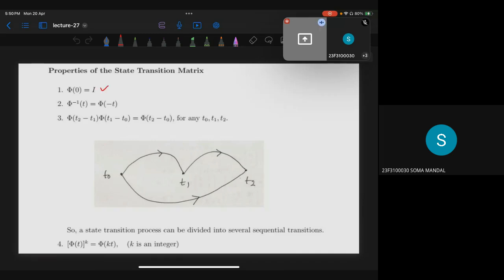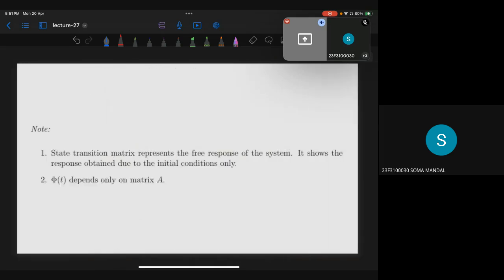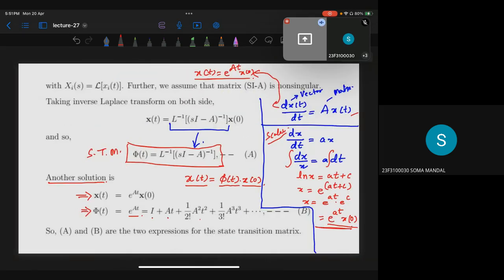When you don't have any state transition, phi of 0 is I. If you start from here, it takes you to the next state t1, then the next state t2. That's the meaning of the state transition matrix; you don't need to learn it by heart. Now consider the full equation. Previously we have considered this. Is this clear? Any doubt in getting this expression? Any doubt?